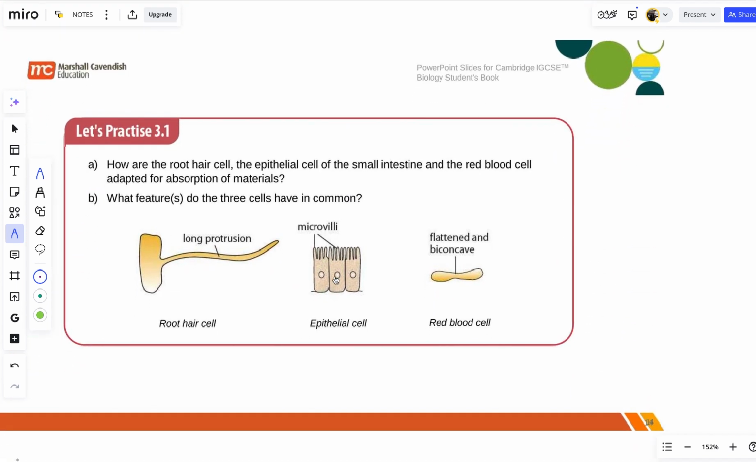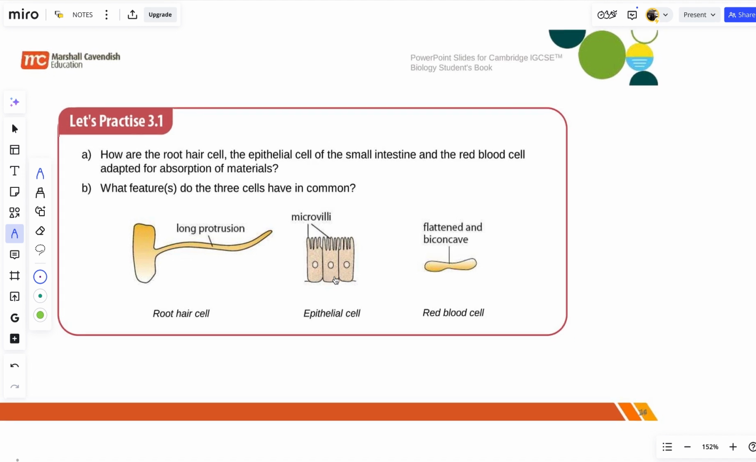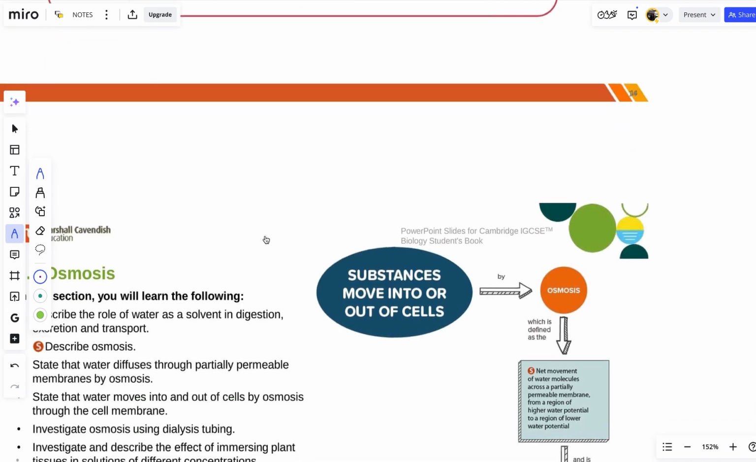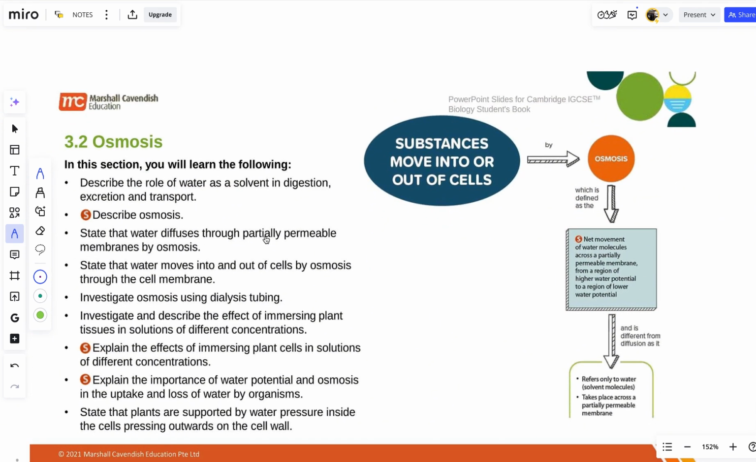Now another question also: how are the root hair cells, the epithelial cells of the small intestine, and the red blood cells adapted for absorption of material? Okay, through the microvilli. Remember that. The microvilli, so that absorption can take place and the digestive food can move on.